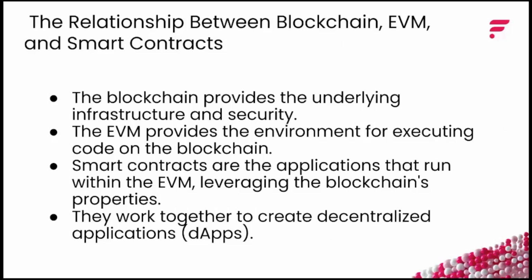Okay, so tying a lot of this together, the blockchain is the foundational layer, and that provides, again, the distributed ledger, immutability, security, and a lot of the key concepts that we touched on. And the EVM, you can think of it as sitting on top of this foundation. It's providing the virtual machine environment where code can be executed. And finally, the smart contracts are the actual applications, decentralized applications that are deployed and run within the EVM. And it leverages all the underlying security and transparency, et cetera, that the blockchain offers. And together, all of these things work together to create decentralized applications.